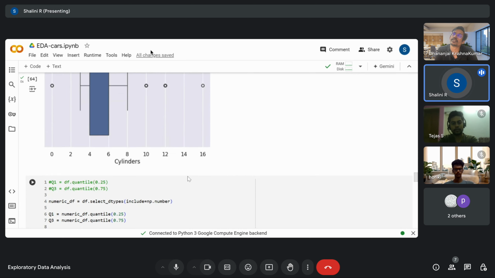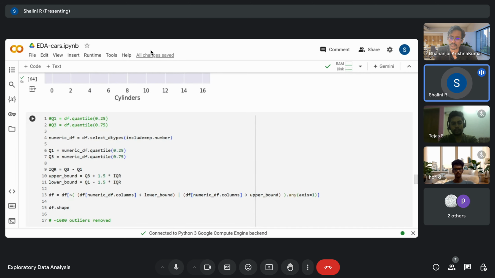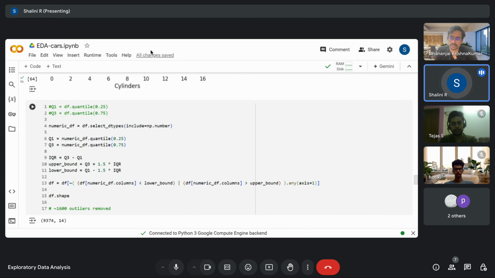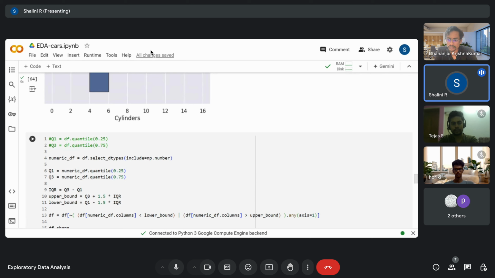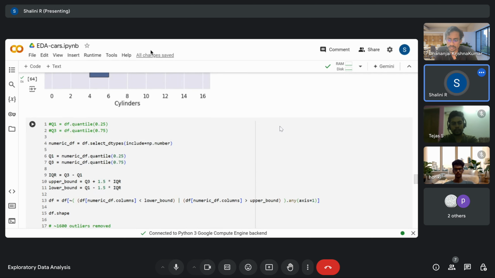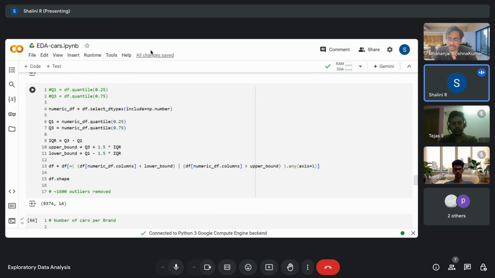That's what this example had shown, removing these outliers also. So I tried doing it using the interquartile range score. Basically, I find out the upper bound and lower bound, and then I've tried to remove them. I'm using only numeric columns, selecting them and then doing this modification.